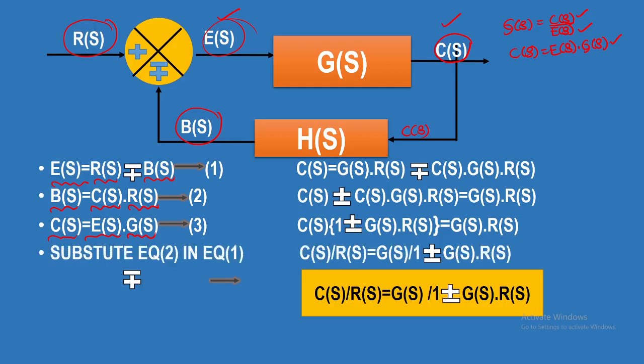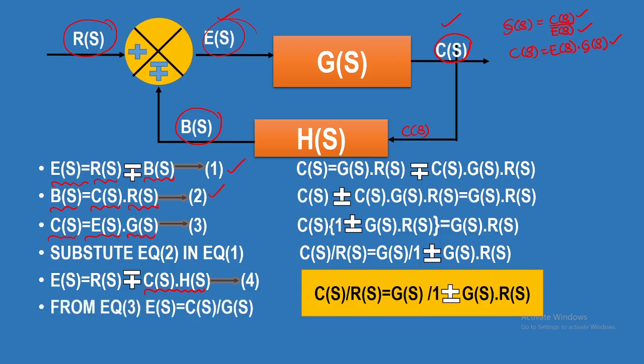So if you substitute equation 2 in equation 1, you are going to get E of S is equal to R of S, in place of B of S we have substituted C of S into H of S. After that, from equation number 3, E of S can be written as C of S divided by G of S. From equation 4 we can write that E of S is equal to C of S divided by G of S. Let us take this equation number as 5.